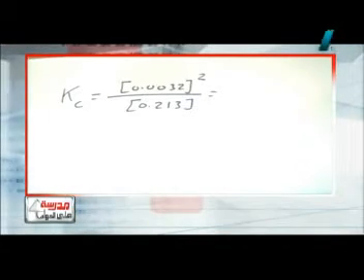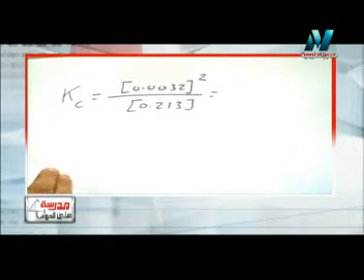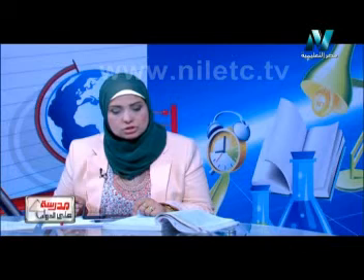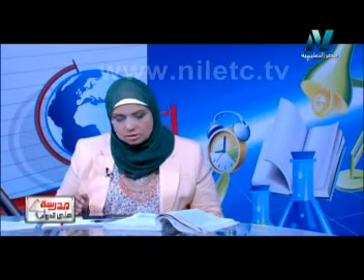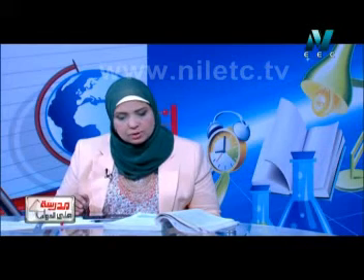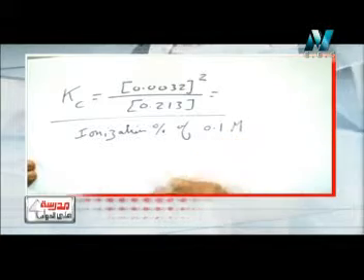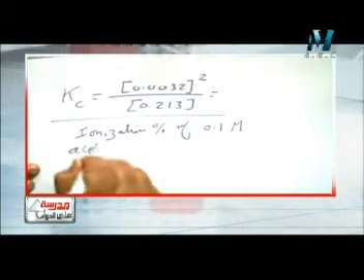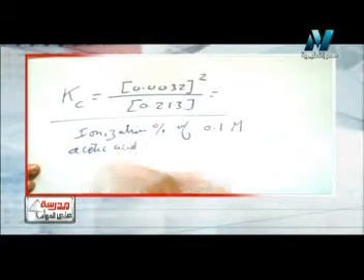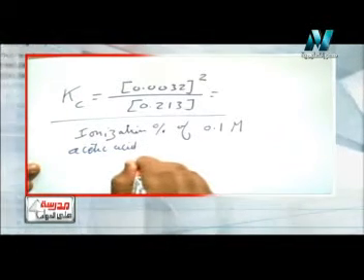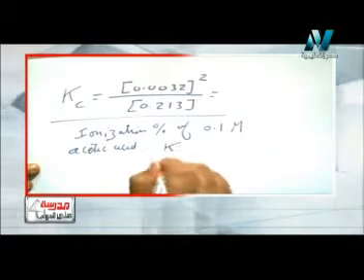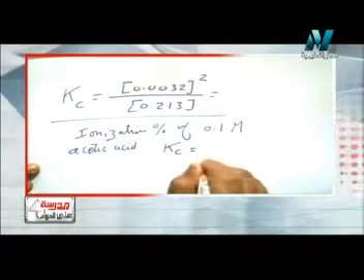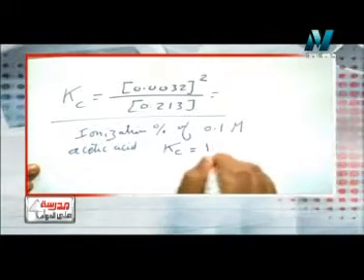The next one says: what is the ionization percentage of a 0.1 molar acetic acid solution? The ionization constant of acetic acid is 1.8 times 10 to the power negative 5.